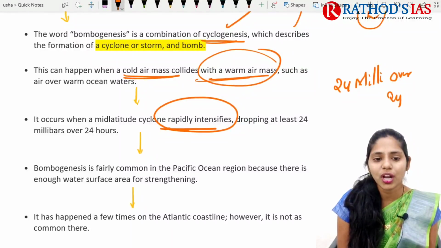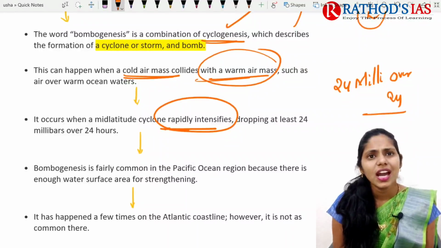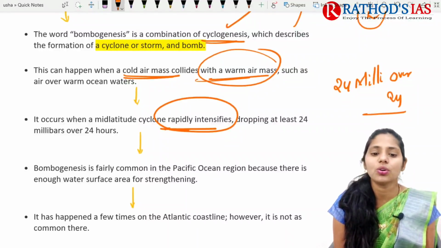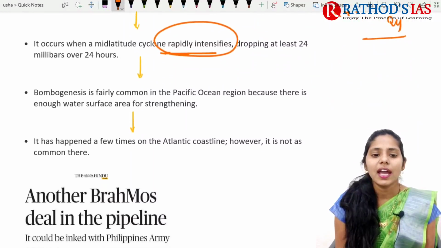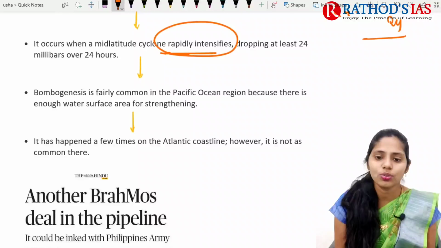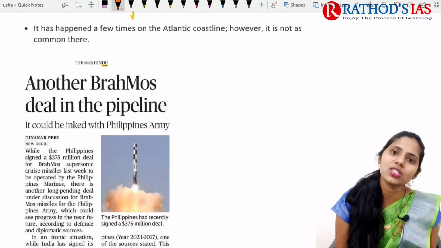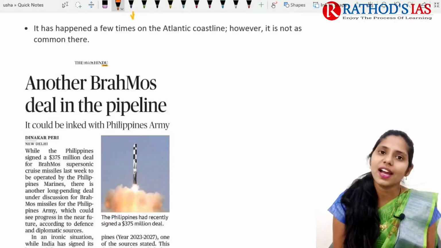over 24 hours. And bombogenesis is one of the common phenomena mainly seen in the Pacific Ocean region. Sometimes we can see bombogenesis happen even on the Atlantic coastline, but it is not so common. So this is just about this topic. And now let us see the next topic.